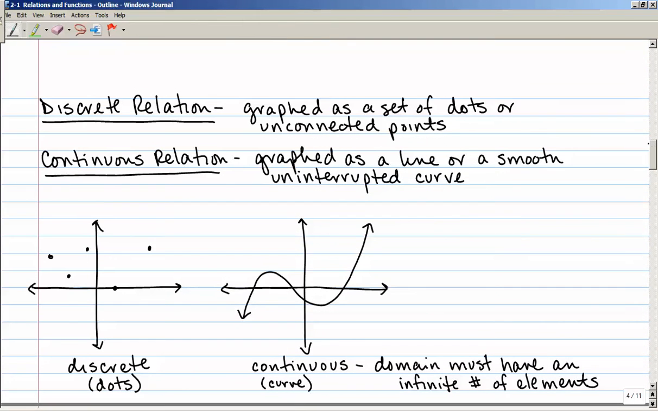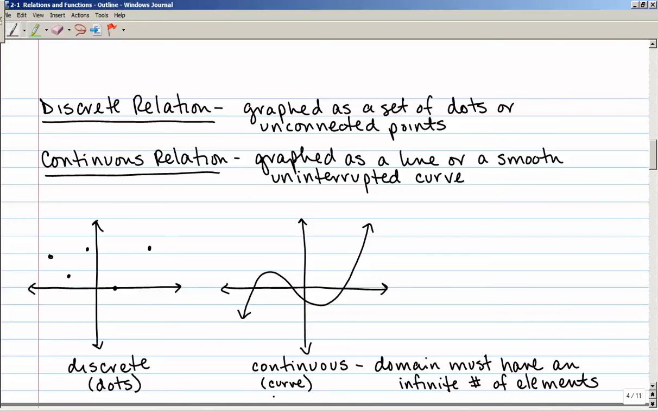Let's go on to talk about discrete and continuous relations. A discrete relation is graphed as a set of dots or unconnected points. And you can look at this example down here. It's just a bunch of dots. And I remember that because both discrete and dots begin with D. A continuous relation is graphed as a line or a smooth, uninterrupted curve. So it's kind of like this second graph here. Okay? Continuous curve, that's how I remember that.